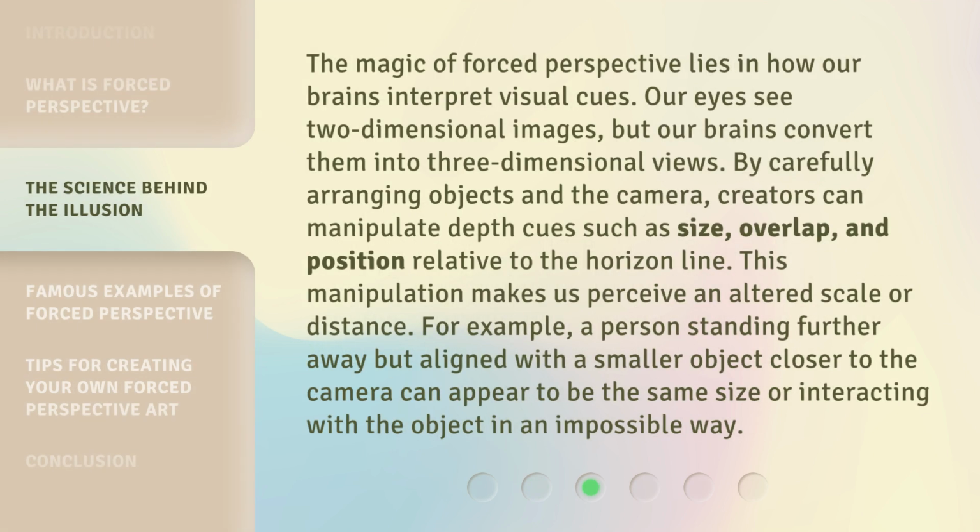The magic of forced perspective lies in how our brains interpret visual cues. Our eyes see two-dimensional images, but our brains convert them into three-dimensional views. By carefully arranging objects in the camera, creators can manipulate depth cues such as size, overlap, and position relative to the horizon line. This manipulation makes us perceive an altered scale or distance. For example, a person standing further away but aligned with a smaller object closer to the camera can appear to be the same size or interacting with the object in an impossible way.